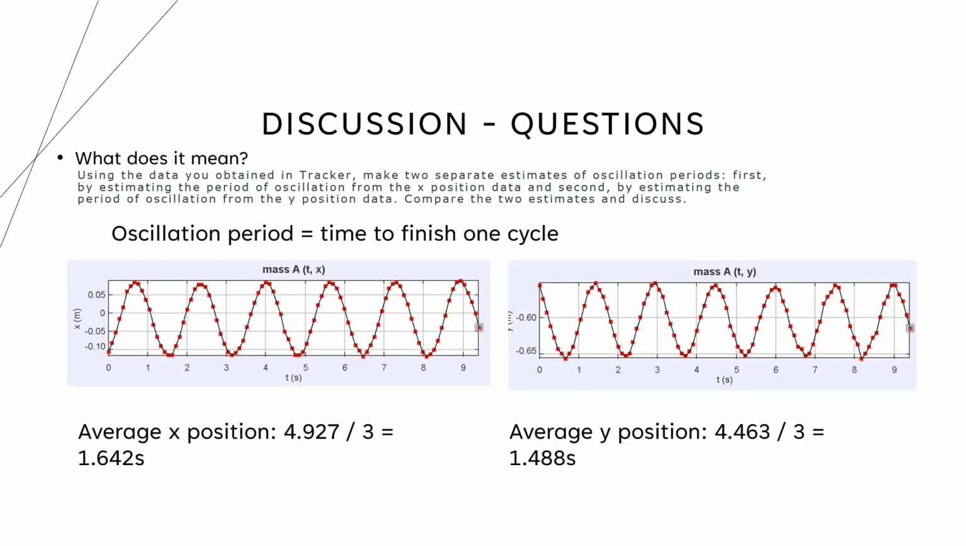And for the second question, I found the average oscillation period by finding the time to finish 3 cycles and averaging it, so we have a more accurate estimate. For X position, I have 1.6 seconds, and for Y position it is 1.488 seconds. The difference can impact the calculation of the spring constant k, and indeed affects the spring force and potential energy, which may cause the deviation we see between the model and observed data.